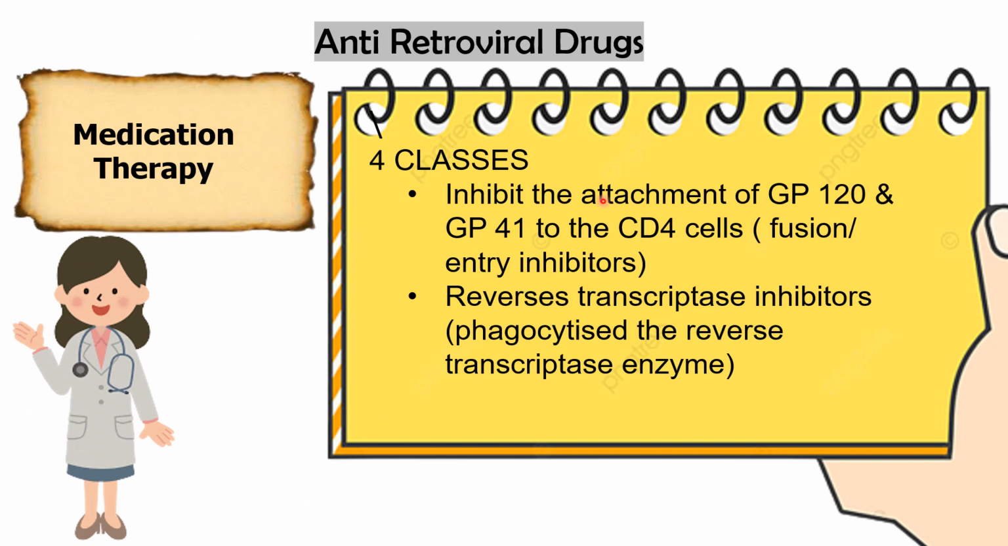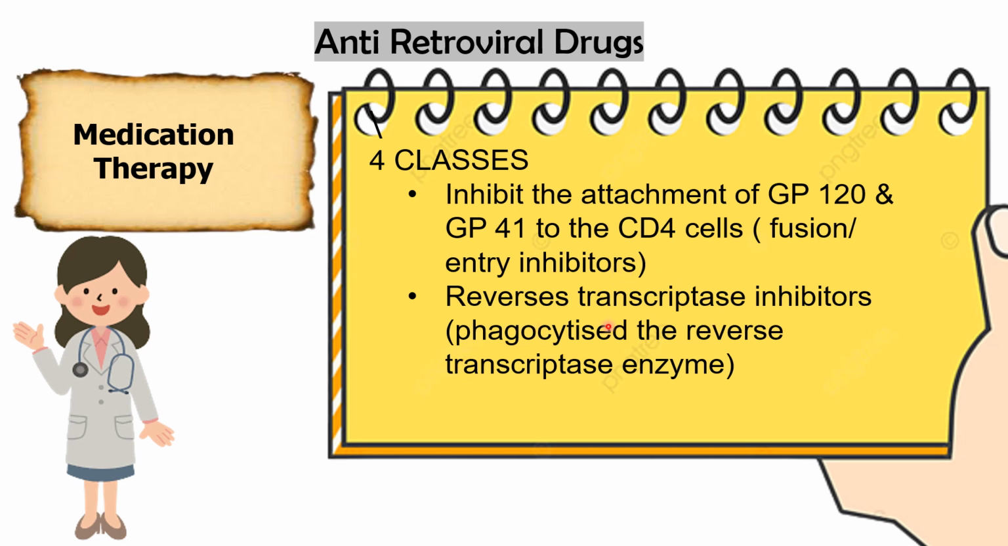So now for medication therapy, there are 4 classes. The first one is the fusion or entry inhibitors. These are antiretroviral drugs that work outside of the host CD4 cells to prevent HIV from fusing. If the HIV cannot penetrate the host cell membrane and infect the cell, HIV cannot replicate in the host cell.